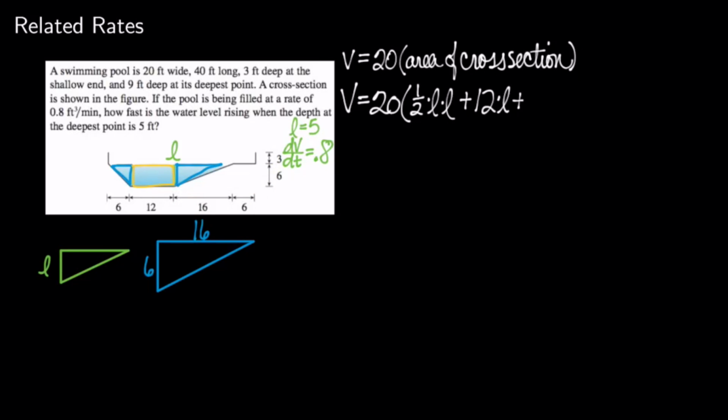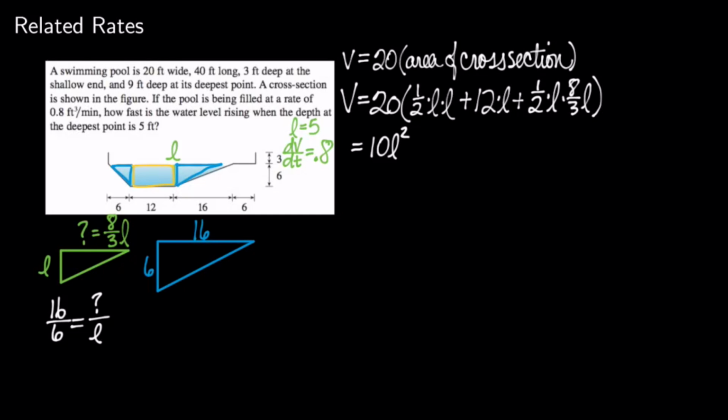And you know what to do with similar triangles. We're looking for that horizontal edge there. And so I set up a ratio, 16 over 6 equals x over L. And so that horizontal edge there is 8/3 times L. And that means that the area of the triangle is 1/2 times base times height. I'm stoked. I am ready to simplify and then take a derivative.